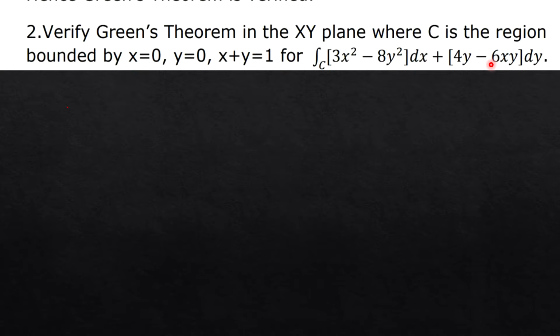So now we have to verify Green's theorem. That means we have to find the LHS of Green's theorem and the RHS of Green's theorem. Then we have to get the same values, and then we can say Green's theorem is verified for the given problem. Now let me write the Green's theorem statement first.